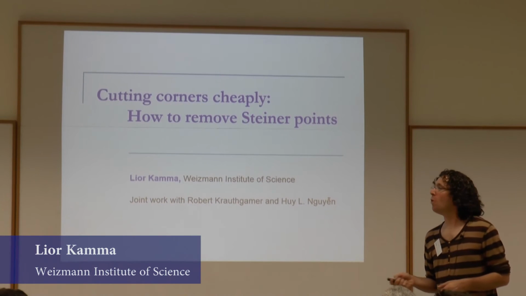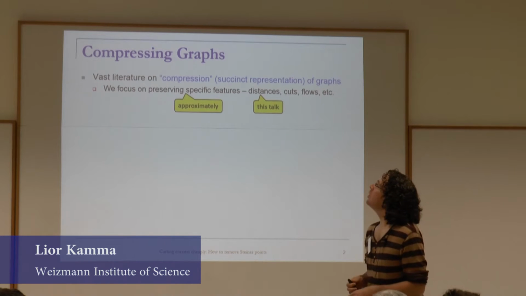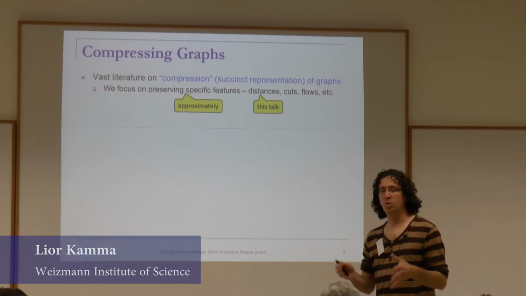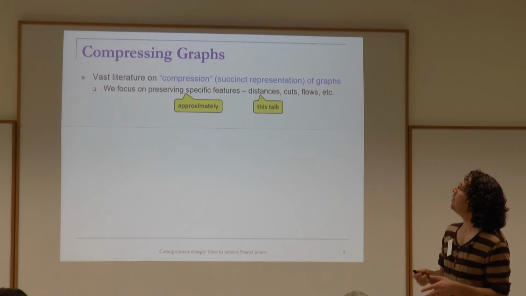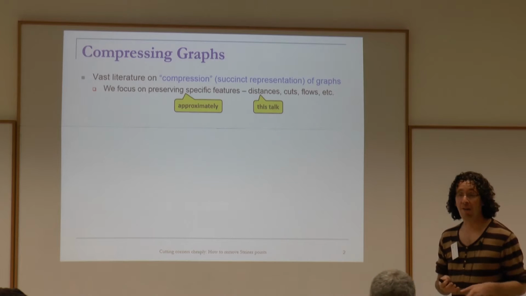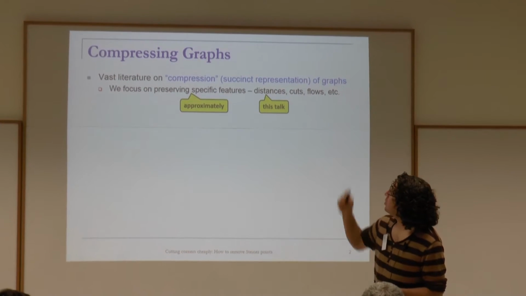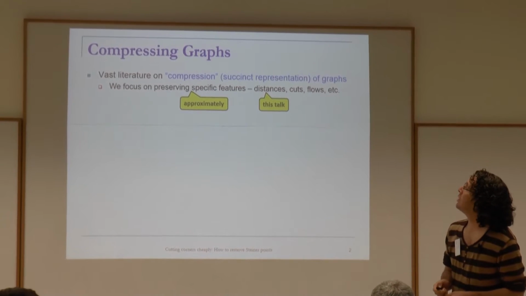Okay, so the general framework of the talk is about graph compression. We have a graph and we want to represent it in a succinct manner, and we want to preserve certain properties of the graph, whether exactly or approximately. And this talk will revolve around distances.